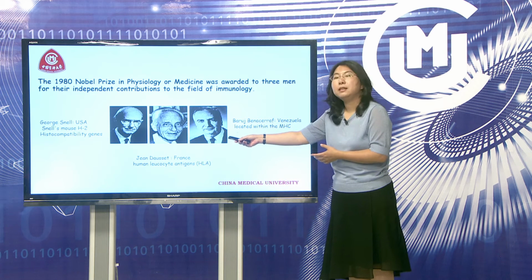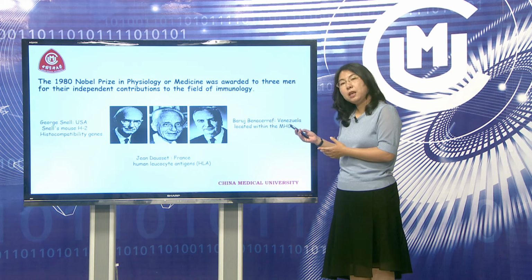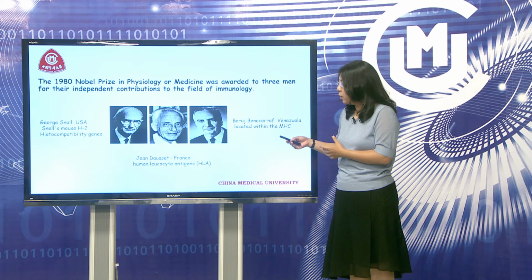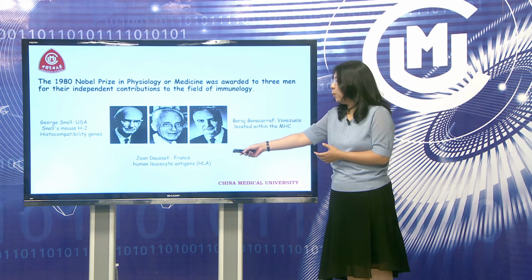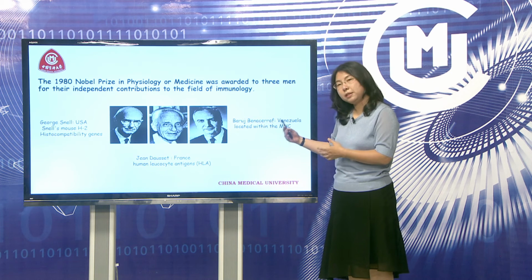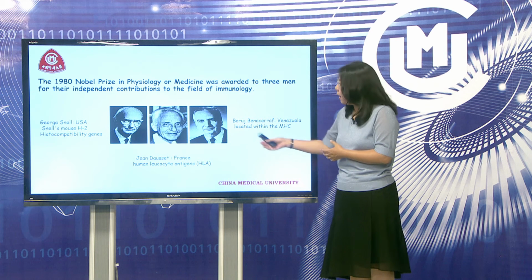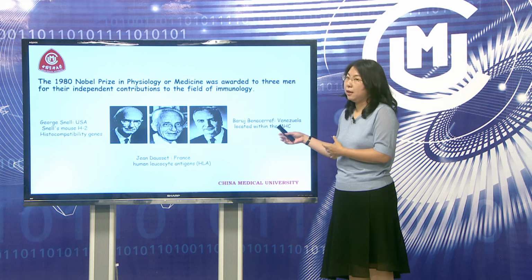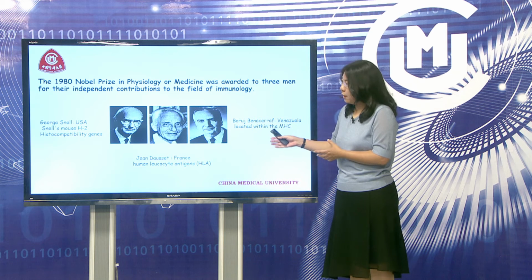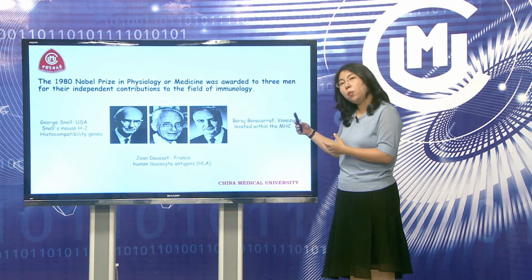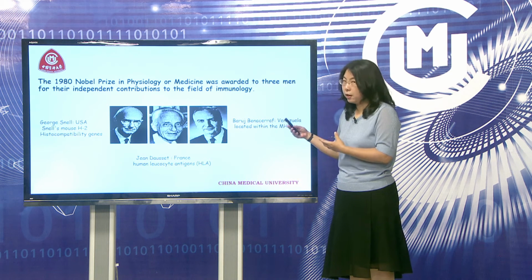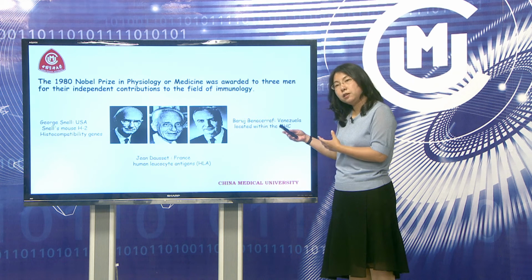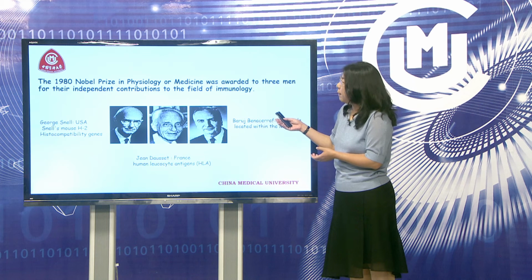And the middle scientist, Dausset, found one kind of molecule expressed on the leukocytes, and he gave the name human leukocyte antigen. It also decides the transplantation rejection. And the left scientist found some MHC genes in this molecule. So in the 1980s, the Nobel Prize was given to the scientists who did great research on the MHC.